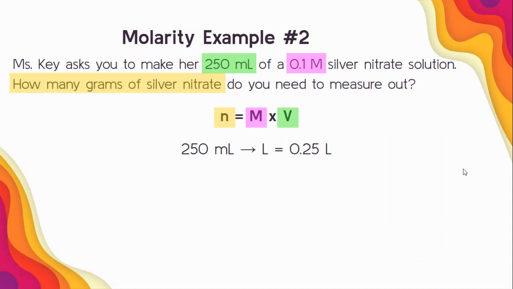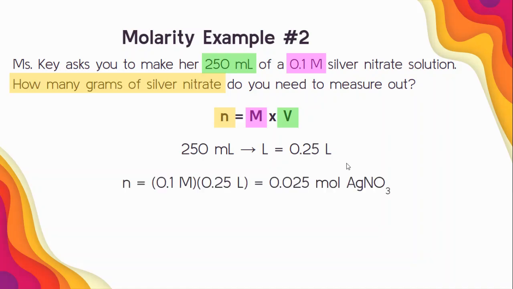The first thing we need to do is convert milliliters into liters. So 250 milliliters with the decimal moving 3 times to the left would give us 0.25, and that is maintaining the 2 sig figs that we started with. Right? This has 2 sig figs. We're going to maintain 2 sig figs here. You can plug that into the equation. So the 0.1 molar times the 0.25 liters would give us an N value of 0.025 moles of AgNO3.